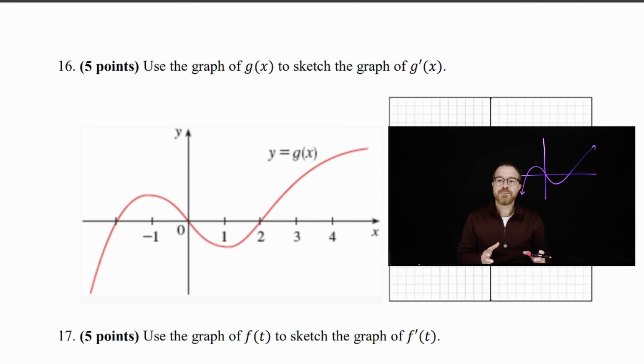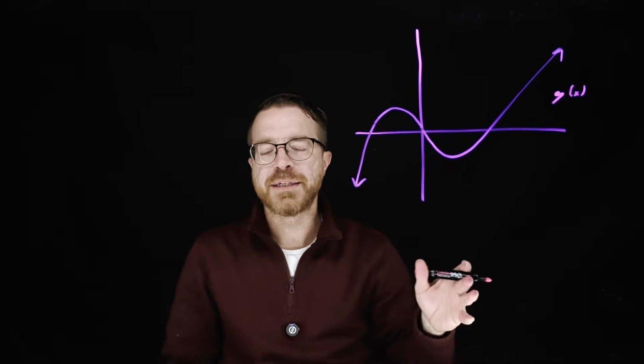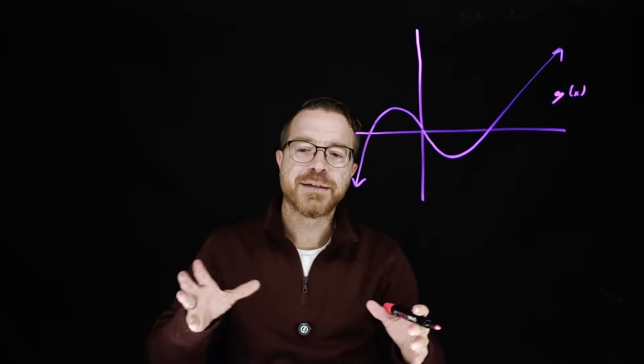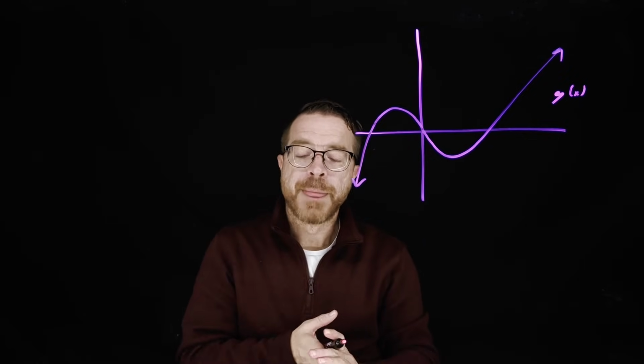For problem 16, we need to look at the graph of our function g of x, and then we want to draw what the derivative graph of this function would look like. So we have our original function g of x, which I didn't draw into the grid lines or anything like that, because we're going to just do it freehand. But you can see here what this would look like if you were actually doing this problem.